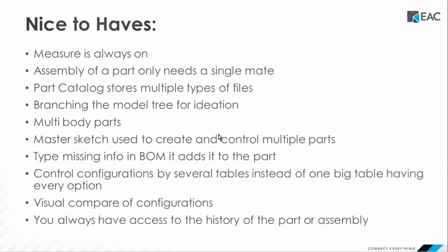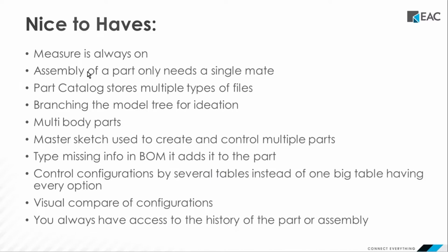So some nice to haves, and this is more generic, not directly geared towards SOLIDWORKS or anybody else for that matter, but just things that I think are kind of cool. When you're working with Onshape, measure is always on. If I pick on anything, it's going to tell me how long it is or what its surface area is. If I pick on two things, it'll tell me how far apart they are or at what angle they are to one another. So it's always on. It's not a menu click or anything like that. We're going to look at this, but assembling parts, you usually only need one mate.